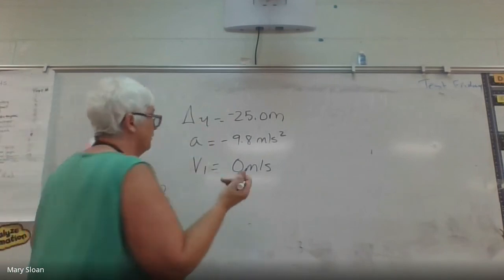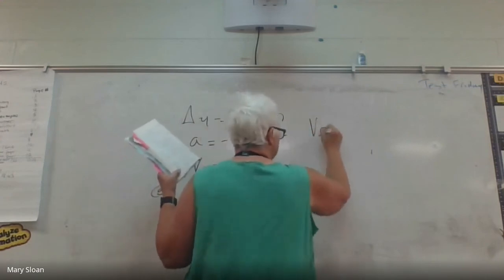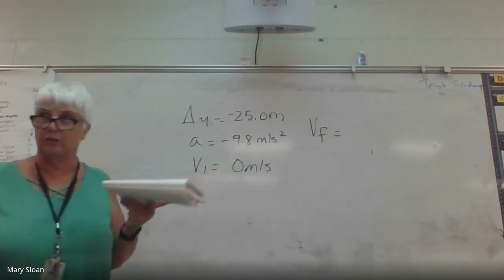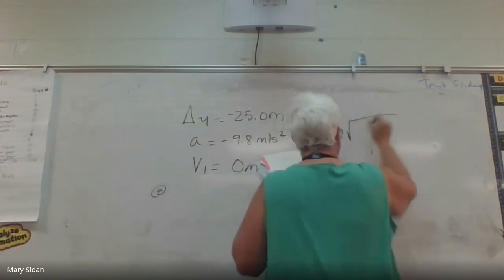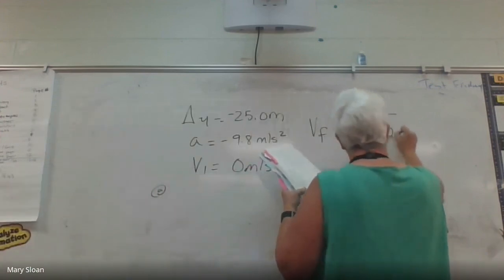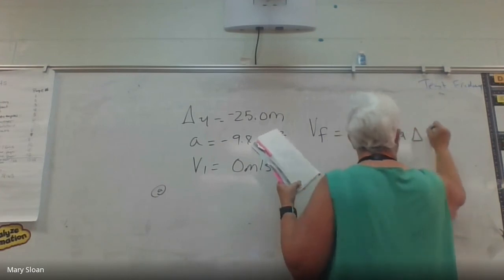So the first thing we're going to look for is velocity final. We've already done velocity final before in the last question. What formula did we use? We used the square root of velocity initial squared plus 2 times acceleration times the change in y.